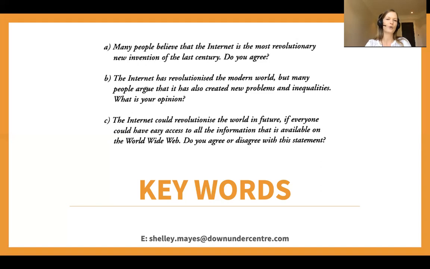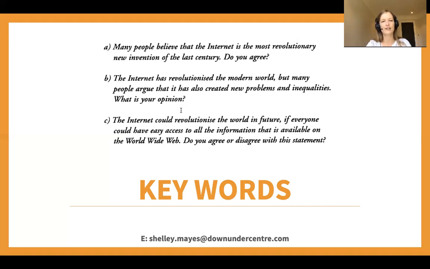So it's necessary to look at all of the remaining words in the question carefully to see what's required beyond the topic. So in A, it says, is the most revolutionary new invention of the last century. So A involves comparing the internet with other inventions because it says it's the most revolutionary new invention and arguing that it is or is not the most revolutionary. B has revolutionized the modern world, but it has also created new problems and inequalities. So B, on the other hand, expects you to accept that it is revolutionary, so that part's not in question, but to consider both the problems and inequalities it has created.